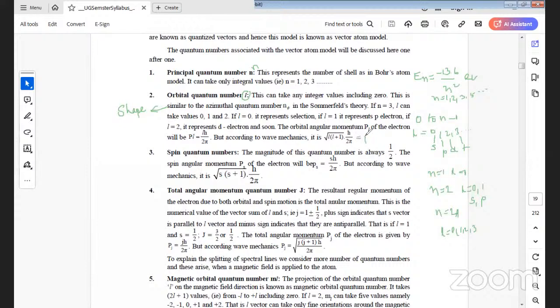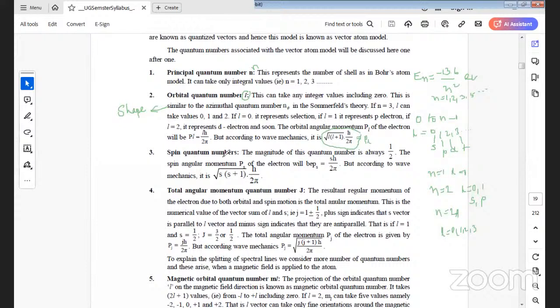This is what we call the PL value. So the orbital angular momentum is given by root of L into L plus 1 into h by 2 pi. And one more quantum number which is associated with the vector atom model is the next one we have, the spin quantum number.